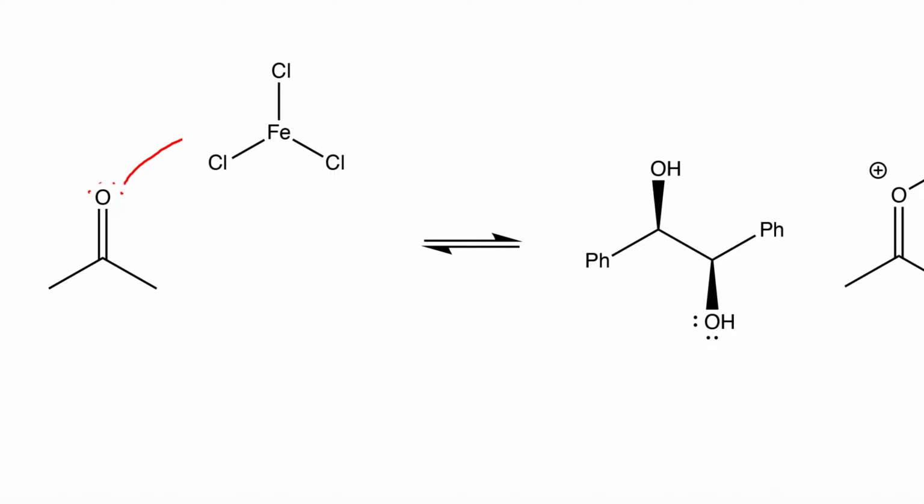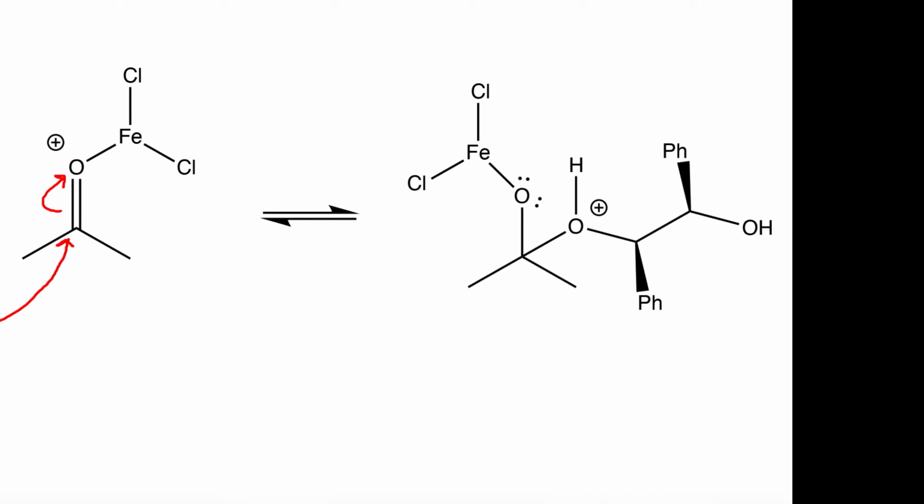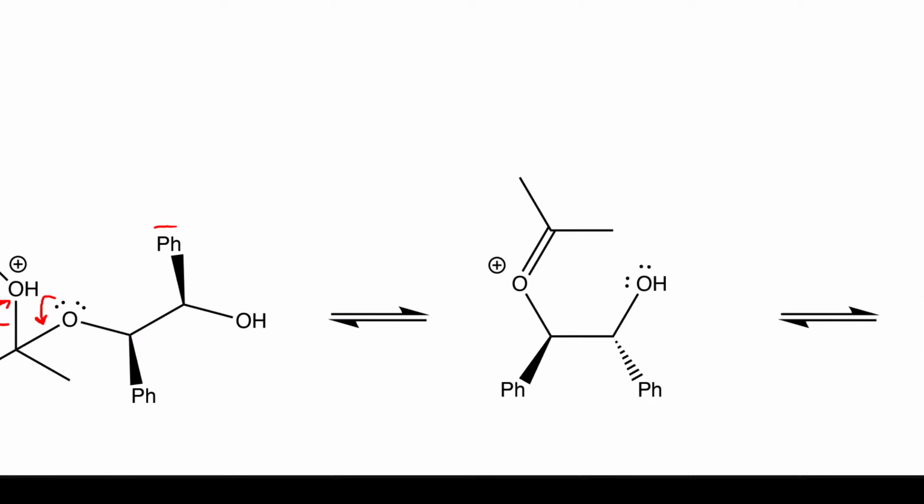Once again, the lone pairs make a bond with this iron atom right here. We kick out the chlorine. The lone pairs on this hydroxide attack the carbonyl carbon, and we push the pi electrons onto this oxygen. We perform an intramolecular proton transfer. Afterwards, we form a double bond, and we expel this as our leaving group. This part of the molecule is going to rotate along this single bond to get this structure right here.